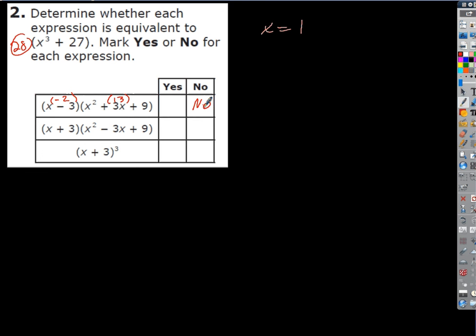How about this one? Pick 1. This is going to give us 4 times 1 minus 3 plus 9. So 4 times 7. Is that 28? It is. This one's 28. Yes. What about this guy? If I pick 1, I'm going to get 1 plus 3 is 4 cubed. That's 64, right? 4 times 4 is 16 times 4. That's not it either, right?